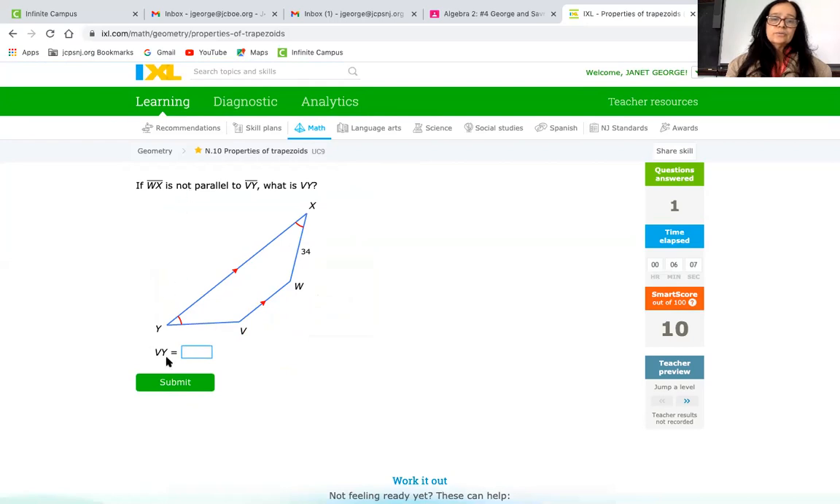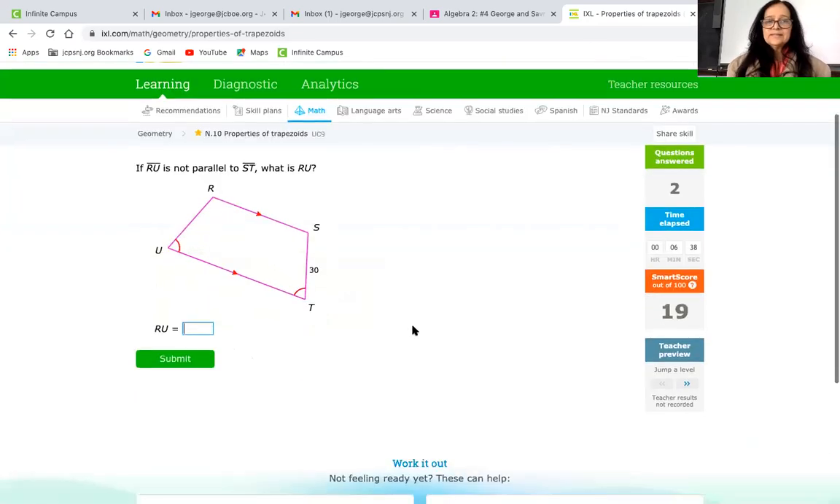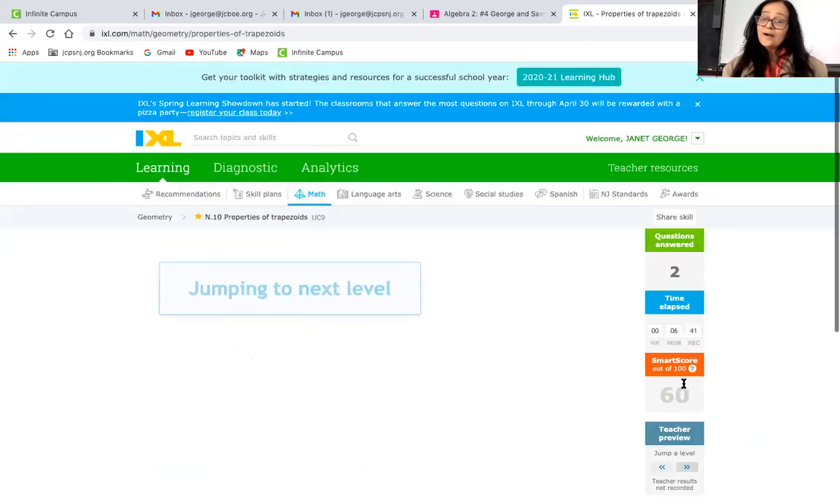All right, so what is the length of line segment VY? So it's a trapezoid and these two bases are not congruent, they are parallel. Base angles are congruent. That means that the segments related to them are also congruent. So it has to be 34. Okay, exact same thing. So let's go to a higher level.